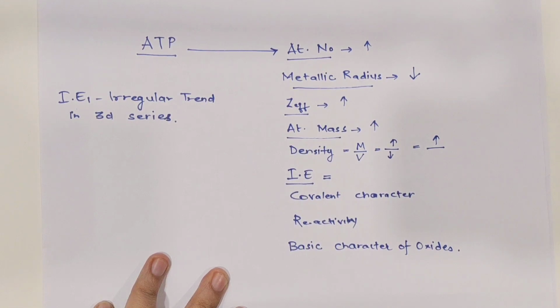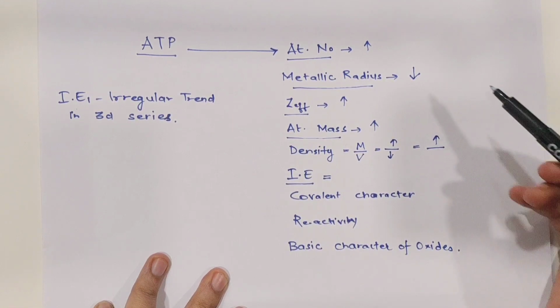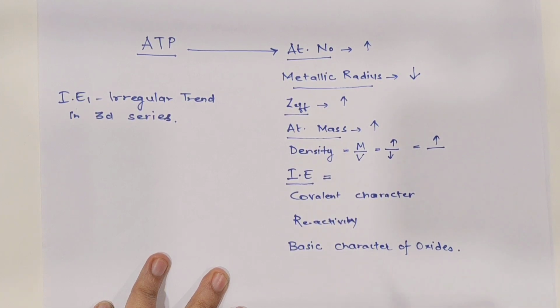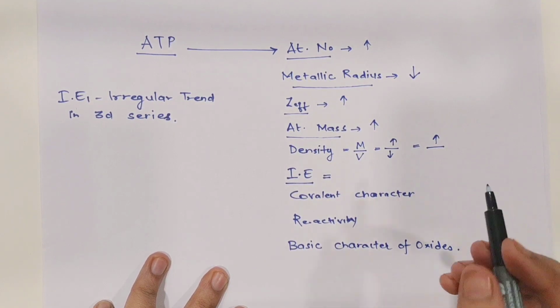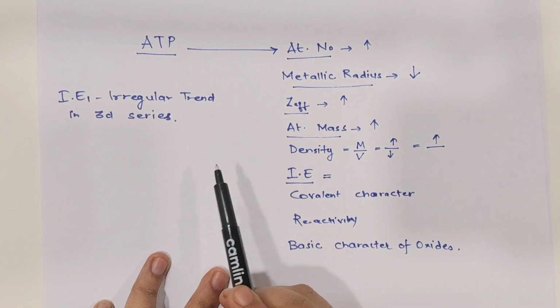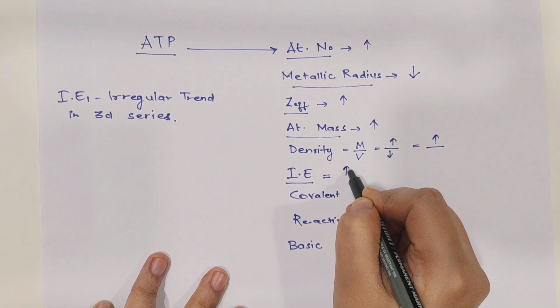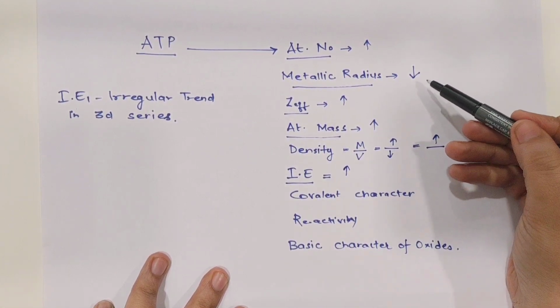Now, obviously, as we move from left to right, we have seen that metallic radius decreases. Metallic radius decreases, that means the outermost electron is getting closer and closer to the nucleus. So it's going to get harder and harder to remove that electron. That means it's going to require more and more energy to lose the electron. So as we move from left to right along the period, ionization energy tends to increase simply because size tends to decrease.